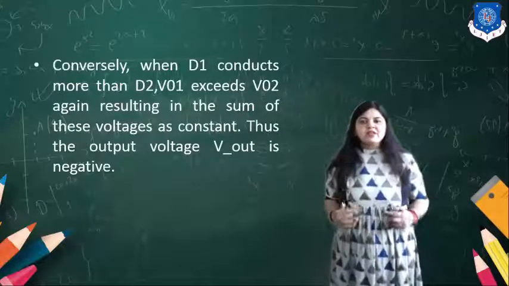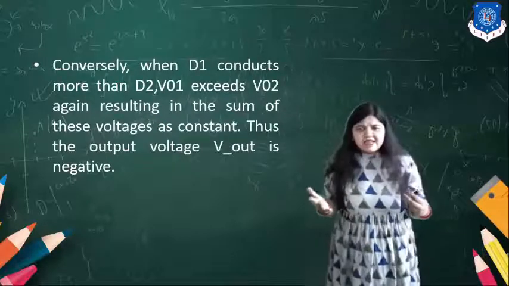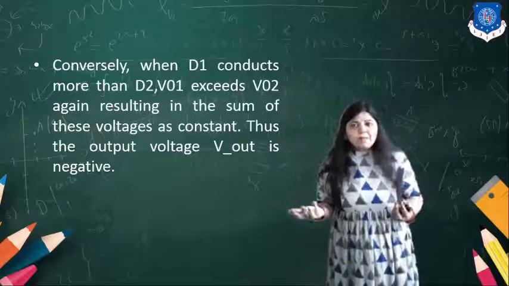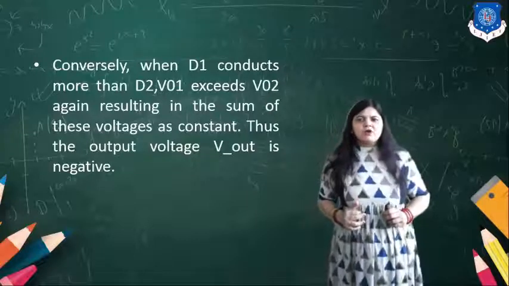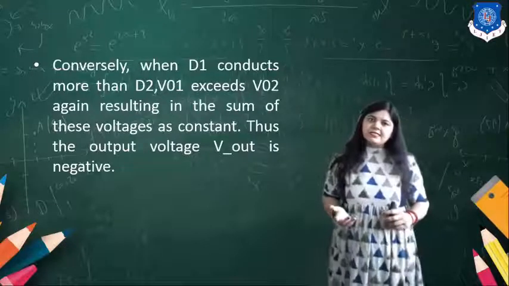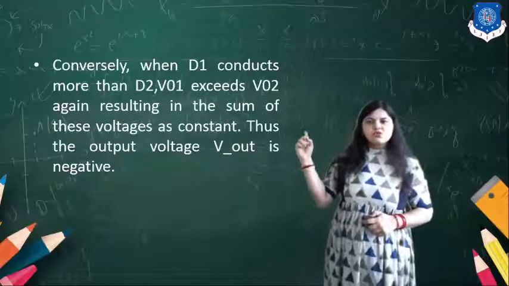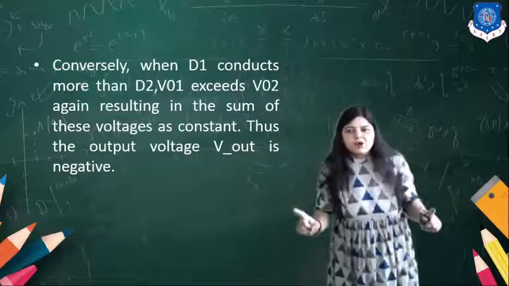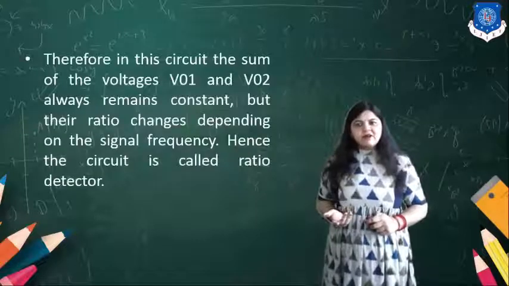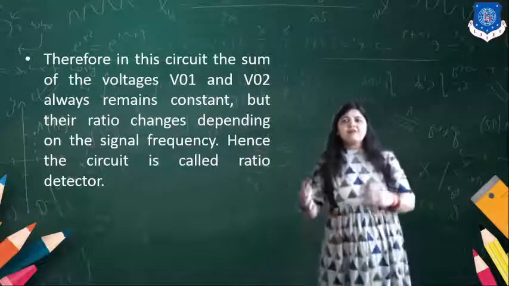So when the diode D1 conducts more than D2, the V01 will increase. We have seen the Foster Seeley phasor diagram. When the V01 increases, the phase shift increases. Similarly, the other input to the diode also changes, and we find some phase differences. So V01 increases relative to V02, resulting in the sum of these voltages being constant, and thus the output voltage is negative, and therefore in this circuit the sum of the voltages V01 and V02.